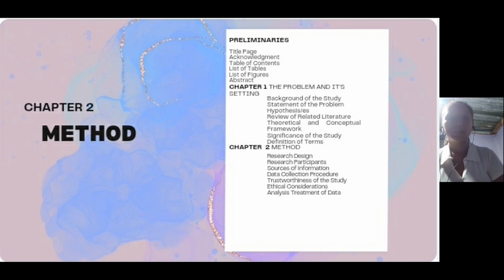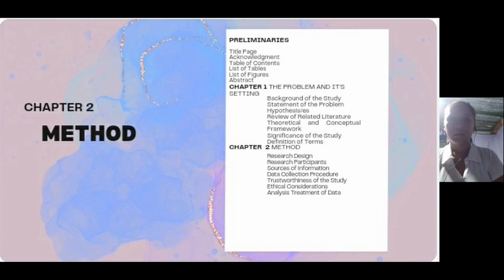Research participant is called a human subject, an experiment trial, or a study participant. This is the person who voluntarily participates in your research or evaluates your research.